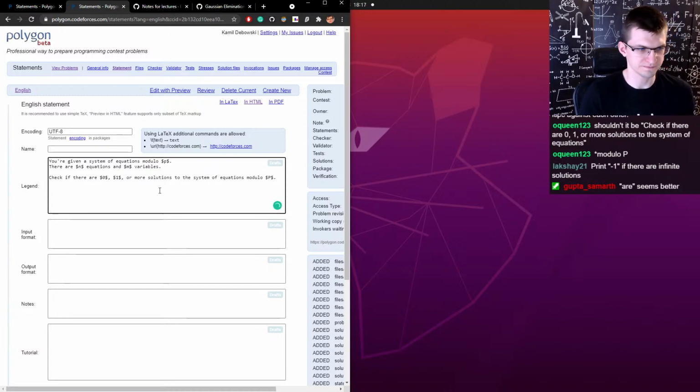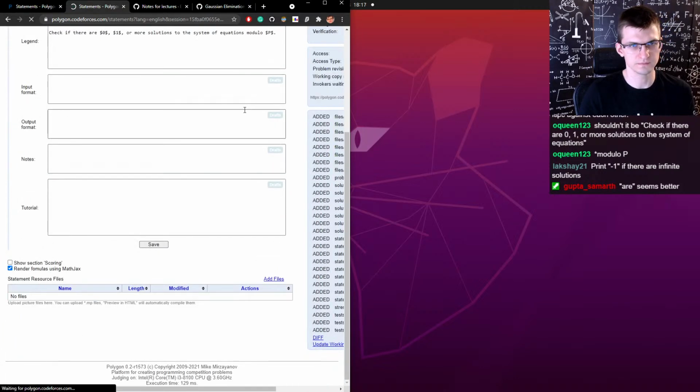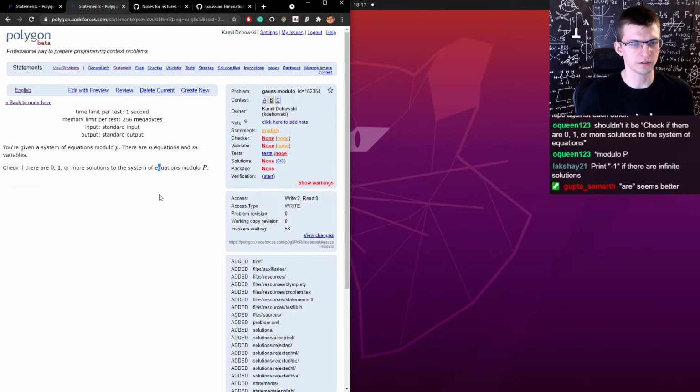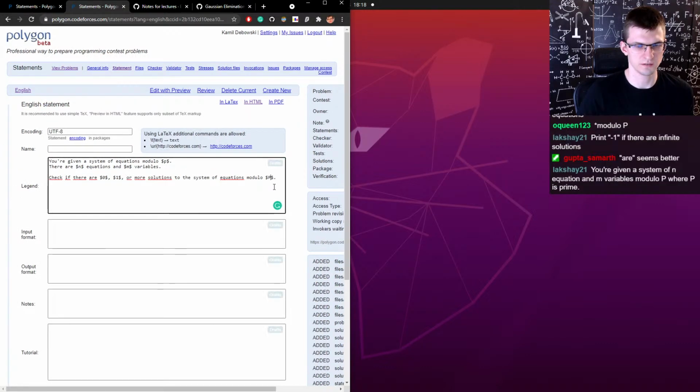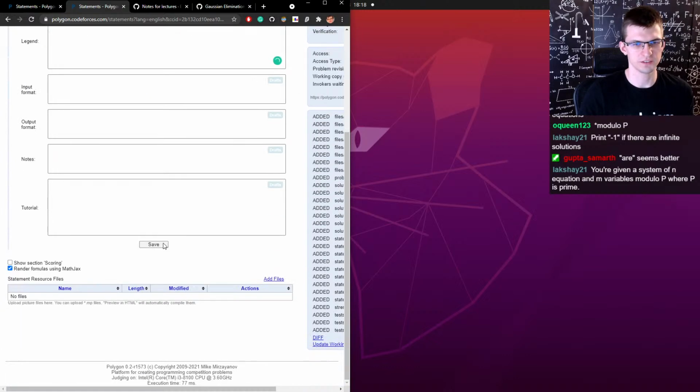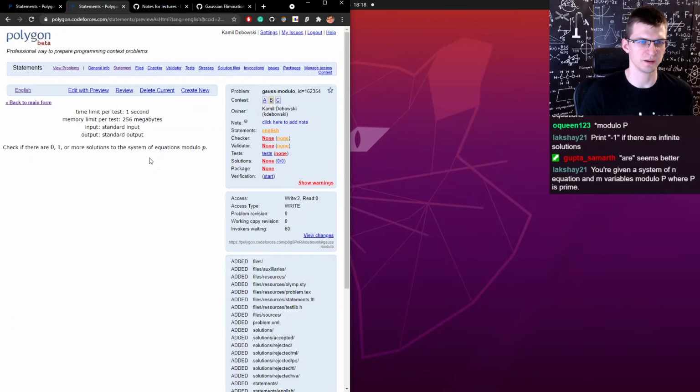Thank you, Oquin. Let's see. You're given a system of equations modulo P. There are n equations and m variables. Check if there are 0, 1 or more solutions to the system of equations. Maybe I should remove the first paragraph and just say this, and then in input we will say n and m. Check if there are 0, 1 or more solutions to the system of equations modulo P. I like this statement more.